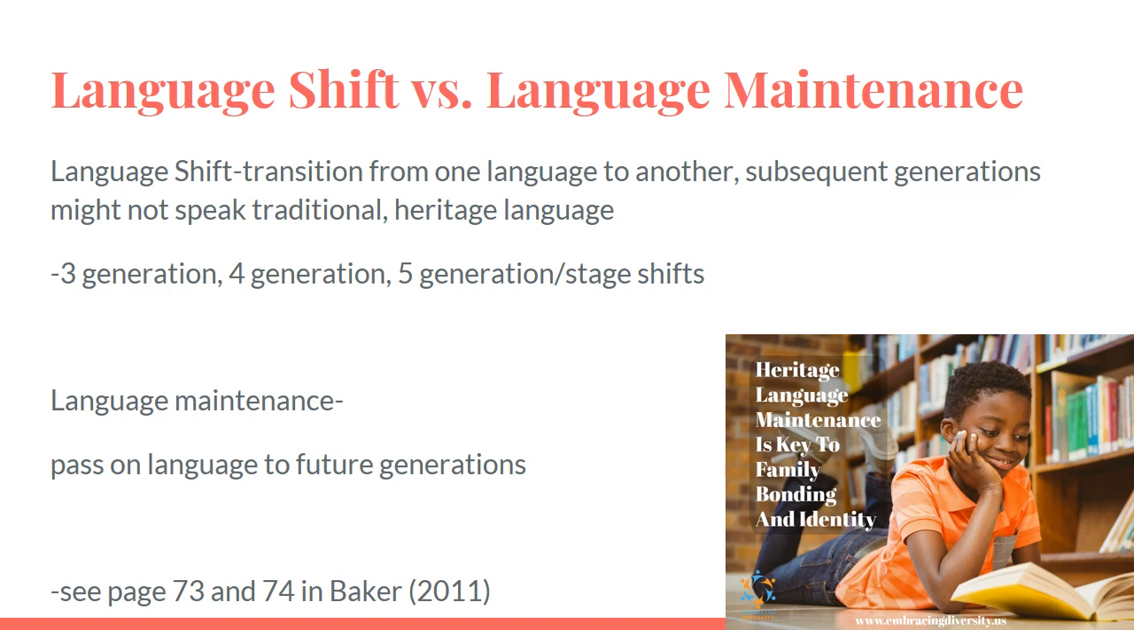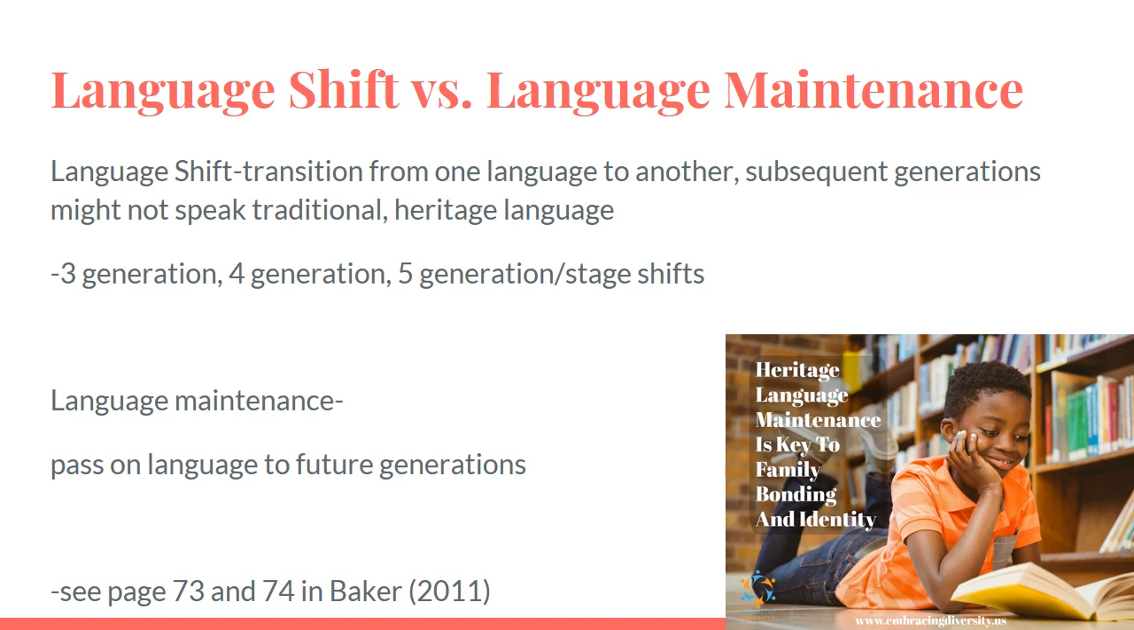Now, this doesn't always follow in 3 generations. It can be 4 generations, it can be 5 generations. It can even not have a shift at all. There could be the opposite, which is language maintenance. So one example of language maintenance would be the Amish community in the United States. The Amish community has been in the United States for over 200 years, several more generations, or just 5 generations. But they've been able to maintain their language and pass on their language to each generation.